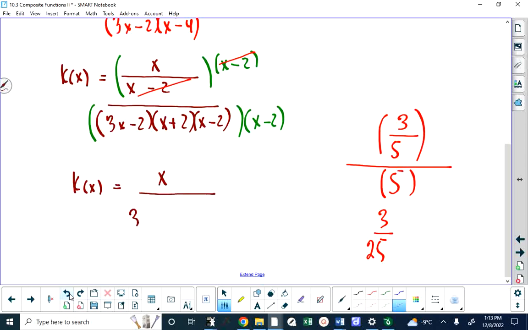So what we end up with is x on the top over 3x minus 2 times x plus 2, and then we have an x minus 2 squared. And I don't think there's any need to write the non-permissible values unless you're asked to, because nothing canceled. If something canceled, you'd want to write them, because when you cancel them, you don't see them. Any questions with that one?